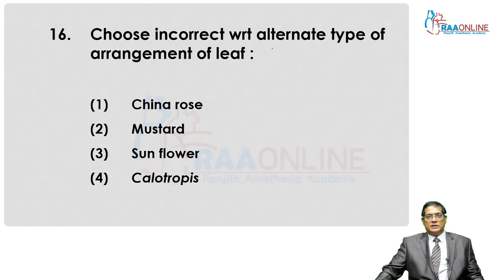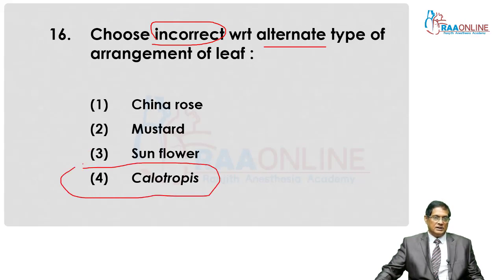Type of alternate type of leaf. In that too, the incorrect one is the last one. We have to choose the last option. That is in Calotropis. In Calotropis, alternate arrangement is not seen. The leaves are arranged in whorl, like in this manner, instead of alternate.